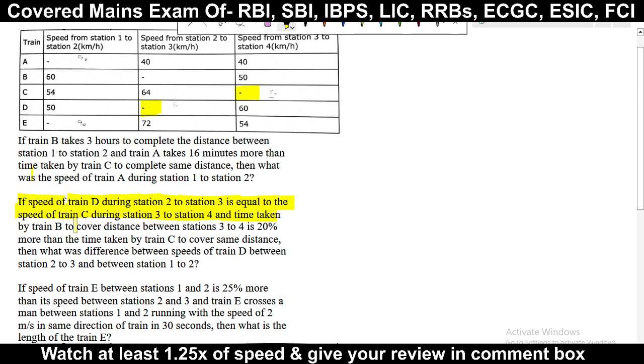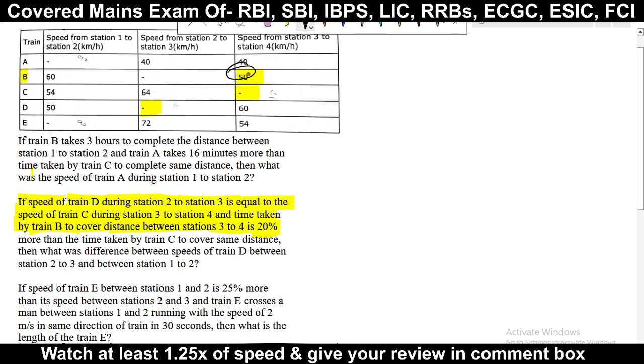And the time taken by train B to cover the distance between 3 and 4. Now it is saying time taken. Time taken of which train? Time taken of train B for the distance between 3 and 4. Got it? Stations 3 and 4 is this point here.